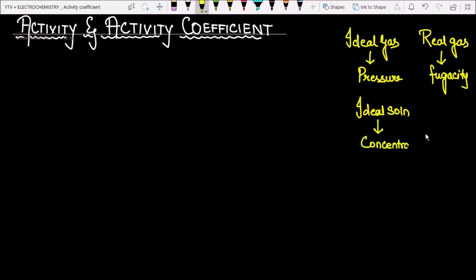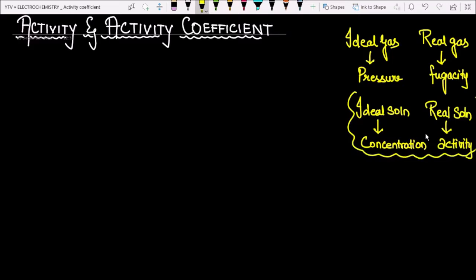Similar to this, we have another kind of solution which deviates from this ideal behavior, which we call a real solution. Now what are real solutions? Real solutions are solutions which do not obey Raoult's law, those conditions under which an ideal solution exists. So in those cases we call the same concentration term activity. Just like you have fugacity and the fugacity coefficient, the same case is used in solutions. We call it activity and activity coefficient.